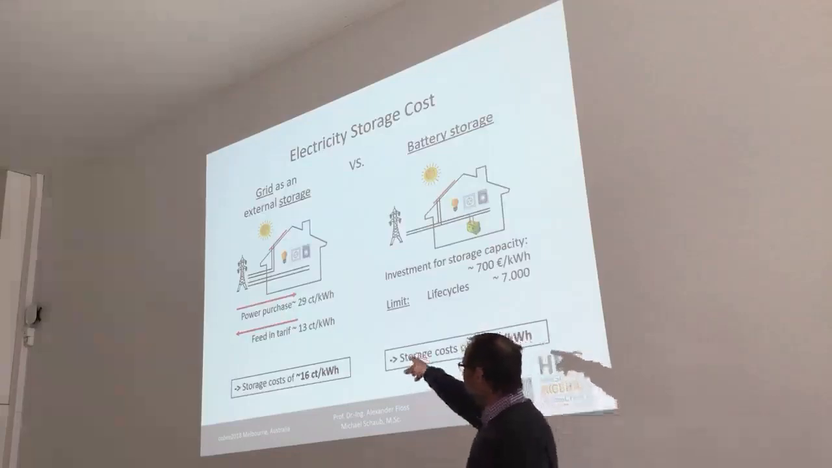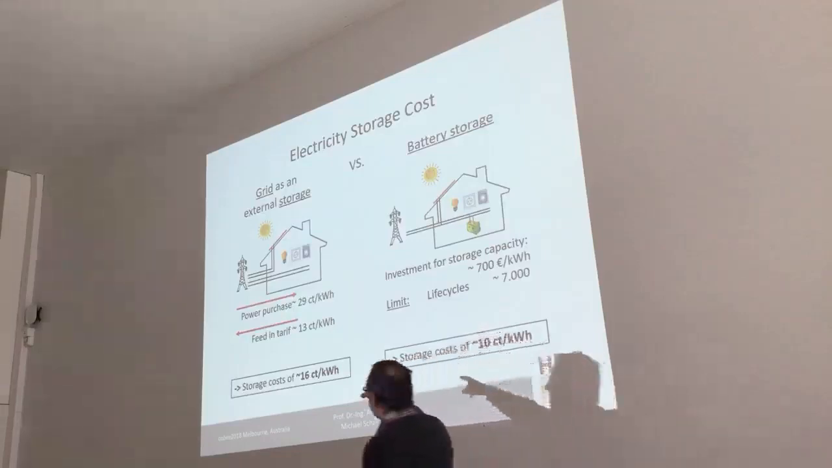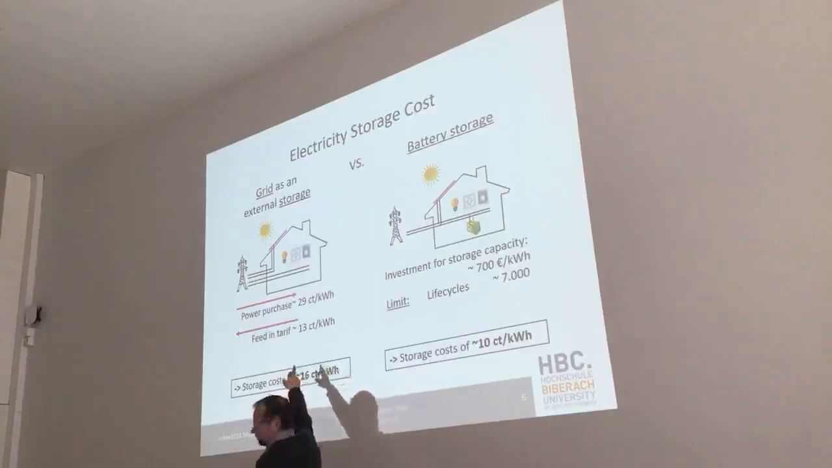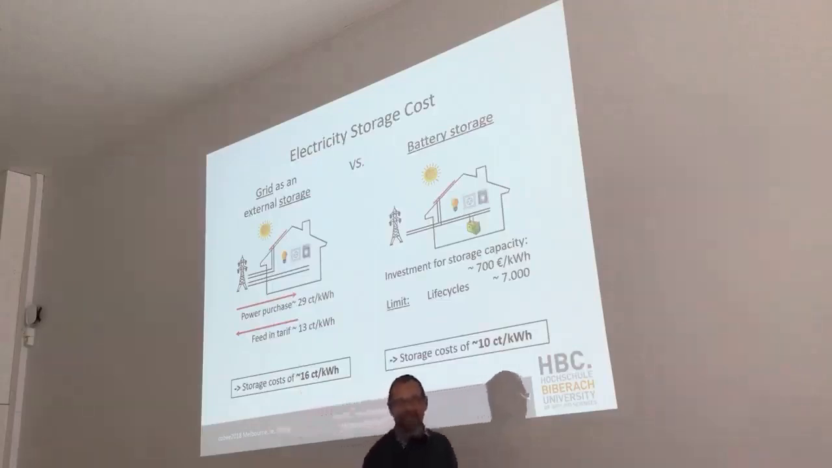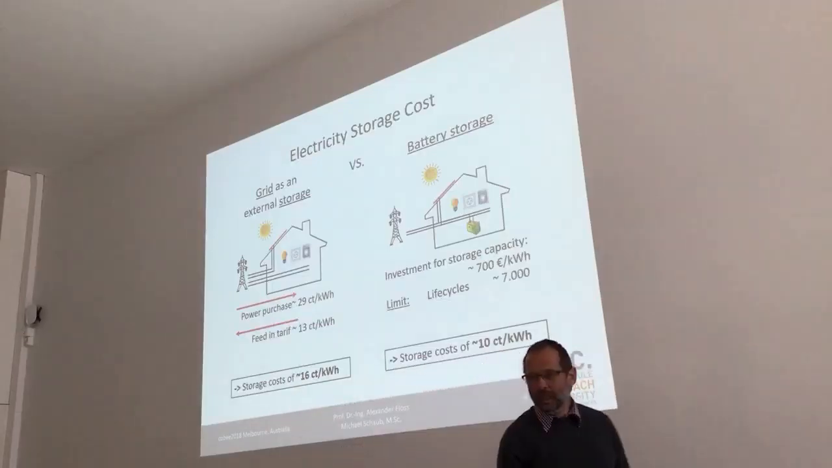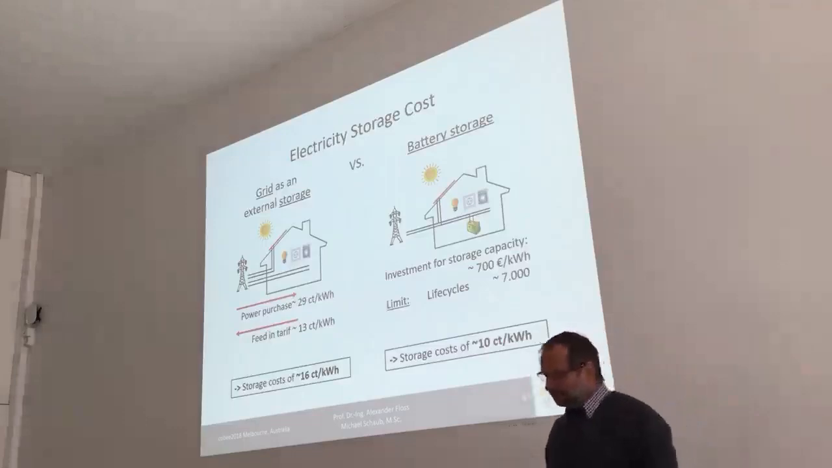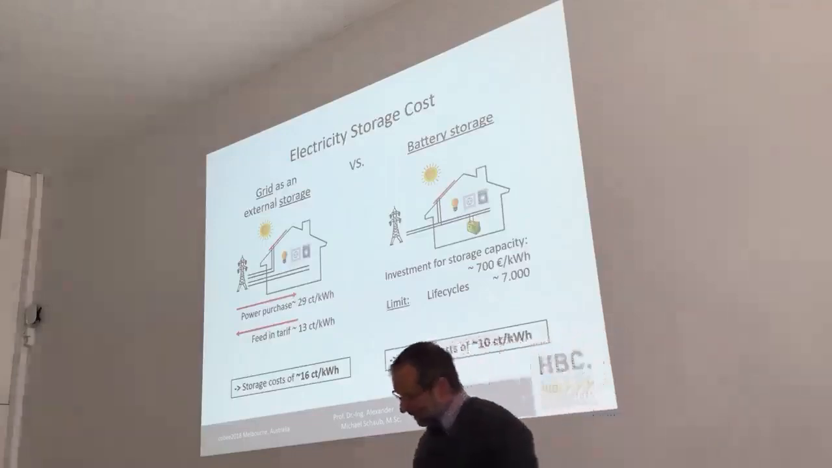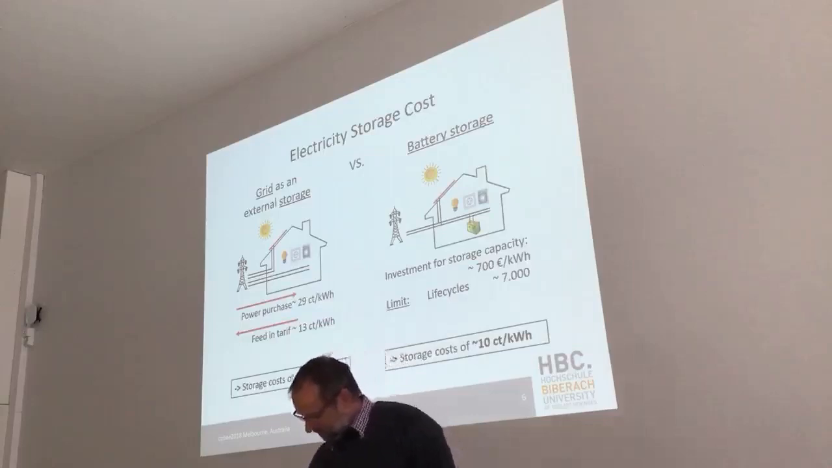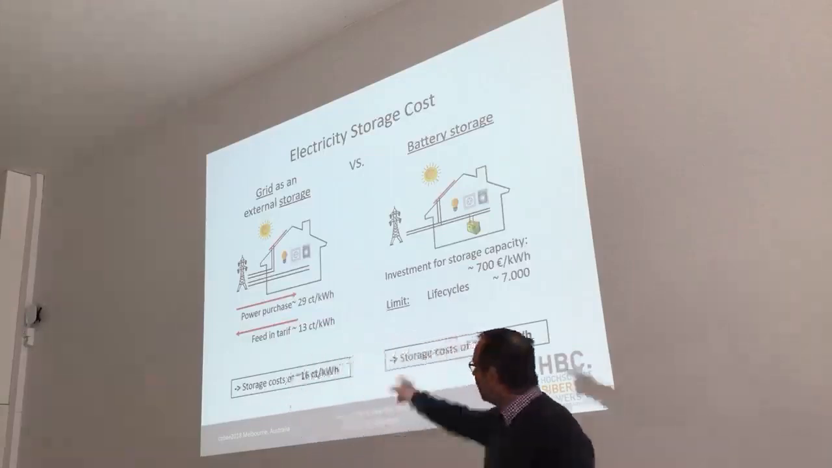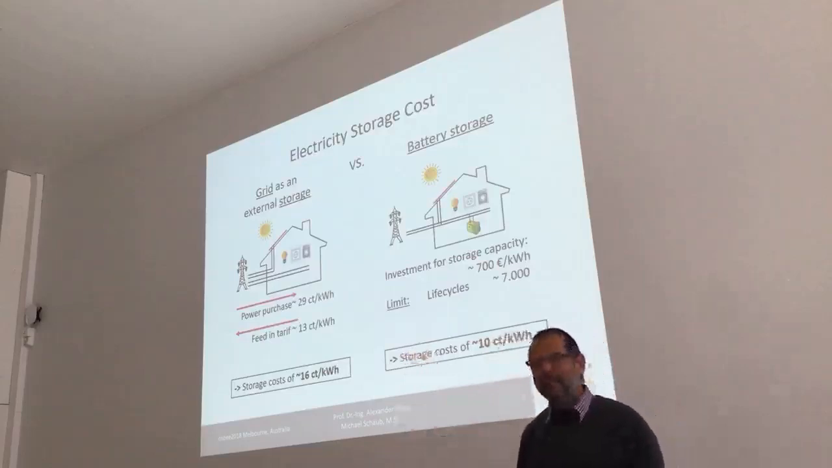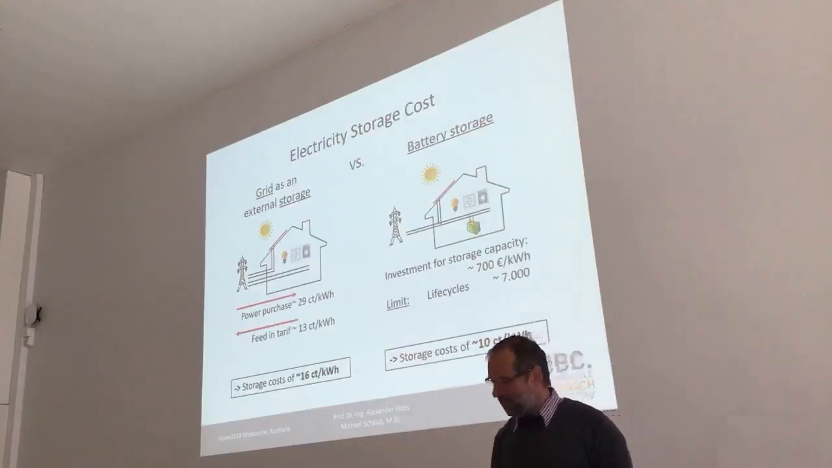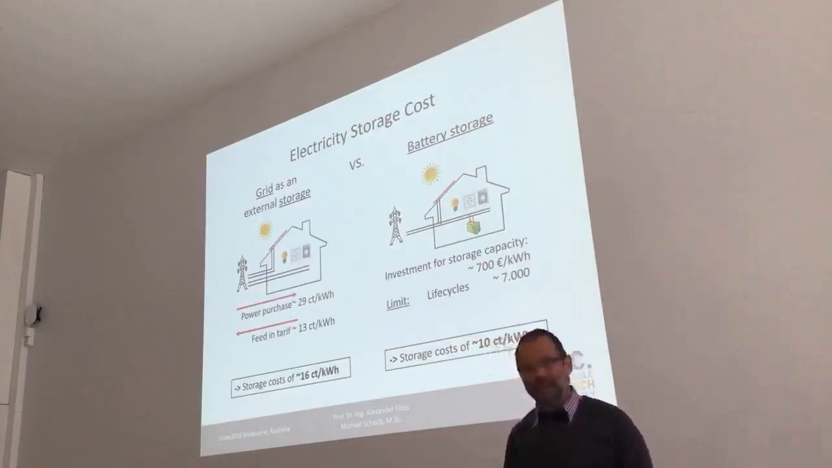But if you install a PV system today, you just get a feed-in tariff of 13 cents per kilowatt hour. That means you have storage costs of about 16 cents per kilowatt hour. These specific costs for using the public grid as a storage can be used as a benchmark for the on-site battery systems.